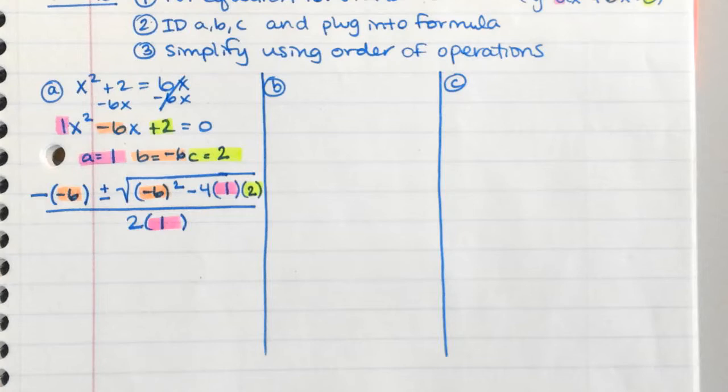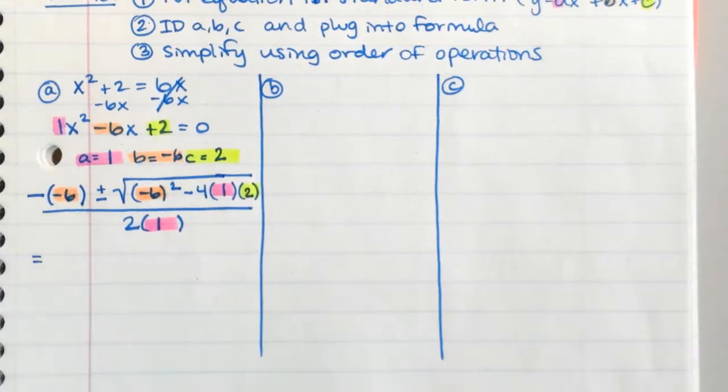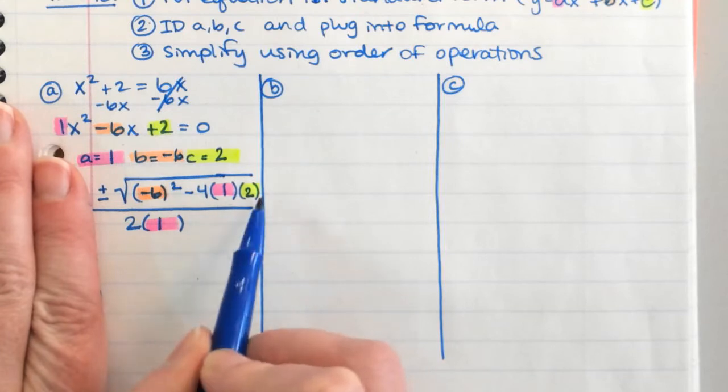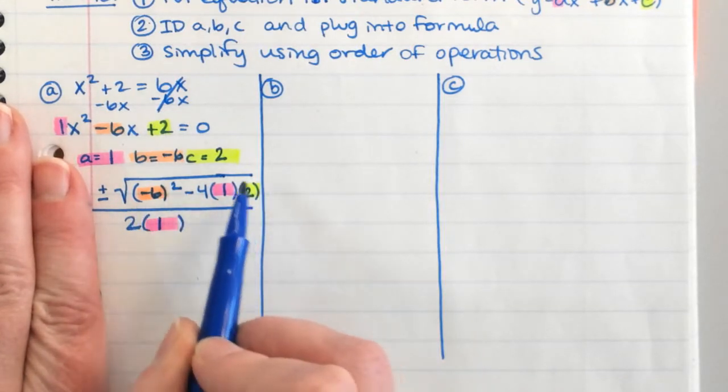Questions for me so far? You can actually start simplifying now. So if I think about order of operations, I'm supposed to do what's inside of grouping symbols, and my grouping symbol here is actually this square root sign. So I'm going to start with everything inside of there first.